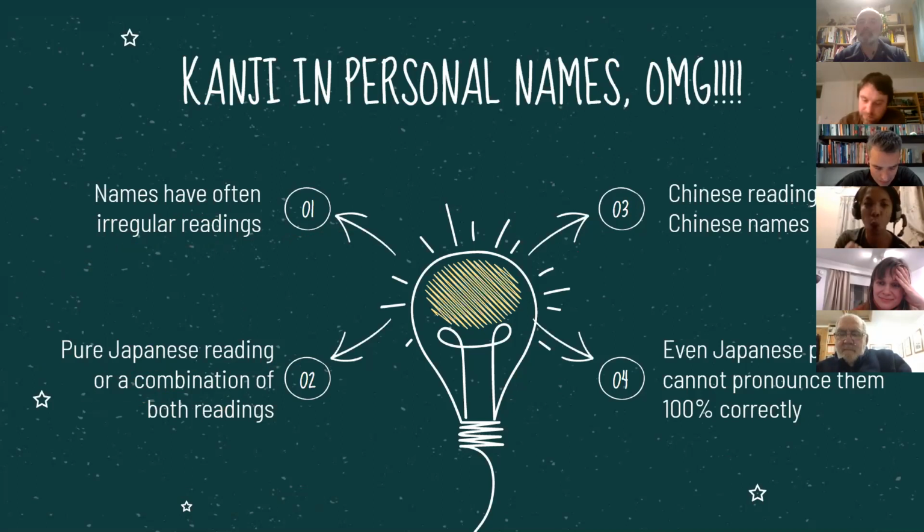Like Kotaro, it's Chinese reading. And if it's a Chinese name, then you should use only the Chinese reading. Like Mao Zedong, you should say Mo Takuto, and not Kezawa Higashi.